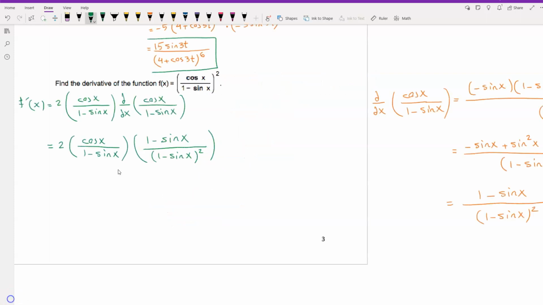So here f prime of x is equal to 2 times cosine divided by 1 minus sine multiplied by 1 minus sine divided by (1 minus sine) squared. And this is equal to, here on this part we can cancel. And what's left is on top 2 times cosine divided by (1 minus sine x) cubed. So here is our final answer for this part.